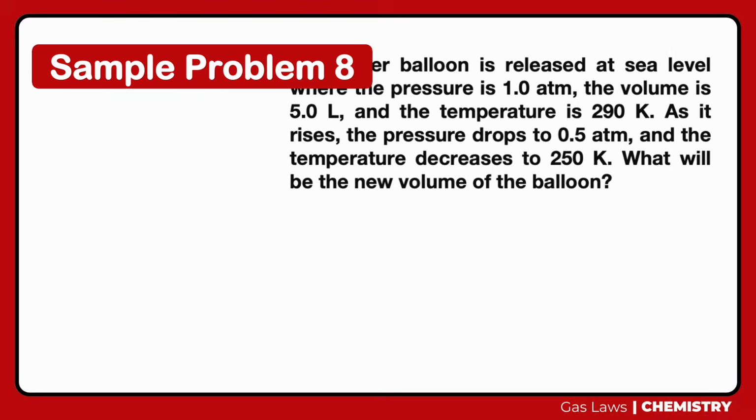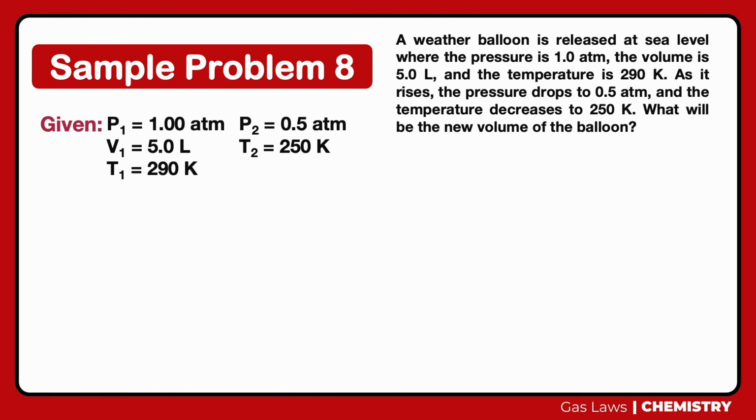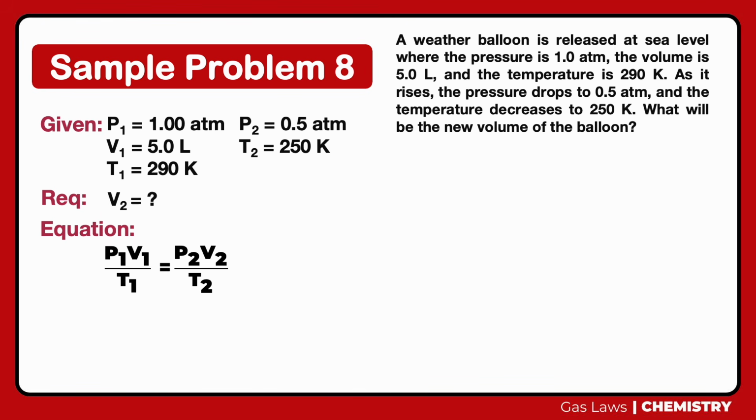Given initial pressure is 1 atmosphere, initial volume is 5.0 liters, initial temperature is equal to 290 Kelvin, the final pressure is 0.5 atmospheres, the final temperature is equal to 250 Kelvin. We are asked to find the final volume of the balloon. For the equation, start from the combined gas law, which is P sub 1 times V sub 1 divided by T sub 1 equals P sub 2 times V sub 2 divided by T sub 2.